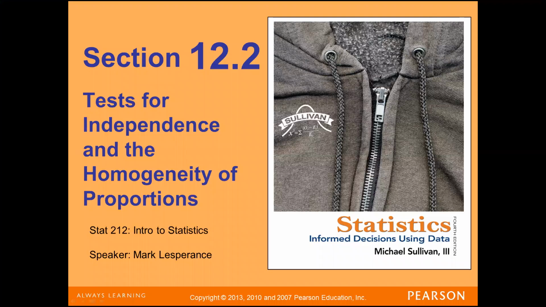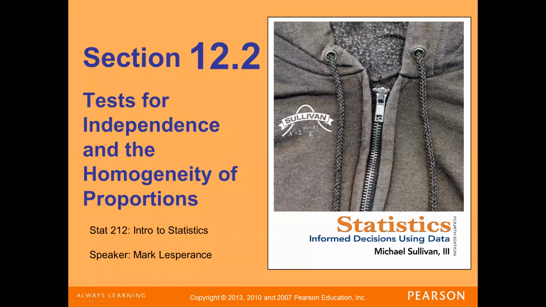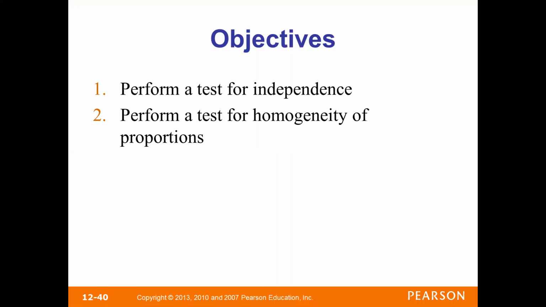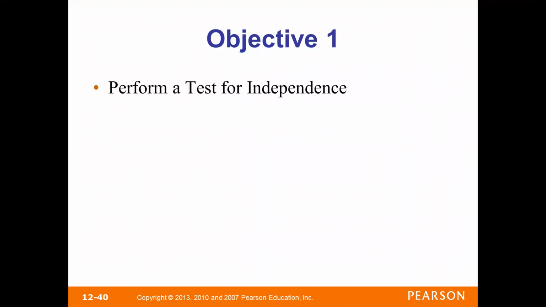Okay, now in this lesson, we're going to talk about how we can test for independence and the homogeneity of proportions. So our objectives are going to be to perform a test for independence and perform a test for homogeneity of proportions.